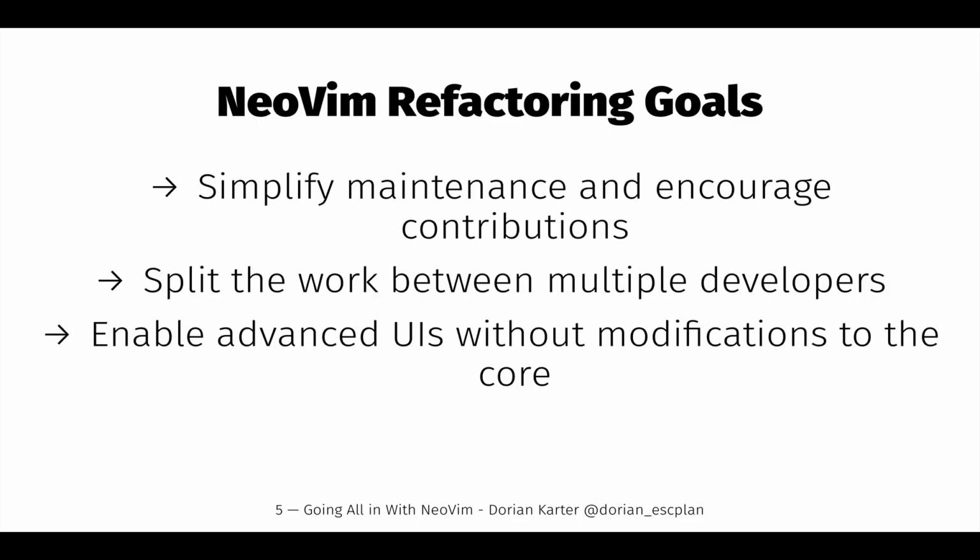They want to enable advanced UIs without modifications to the core. That means that Vim will not change because a new UI has surfaced, but rather the new UI will have to adapt to a certain set of API endpoints that Vim will expose. They want to maximize extensibility. And one of the ways that they're doing that is by exposing a new plugin architecture, which we'll talk about.